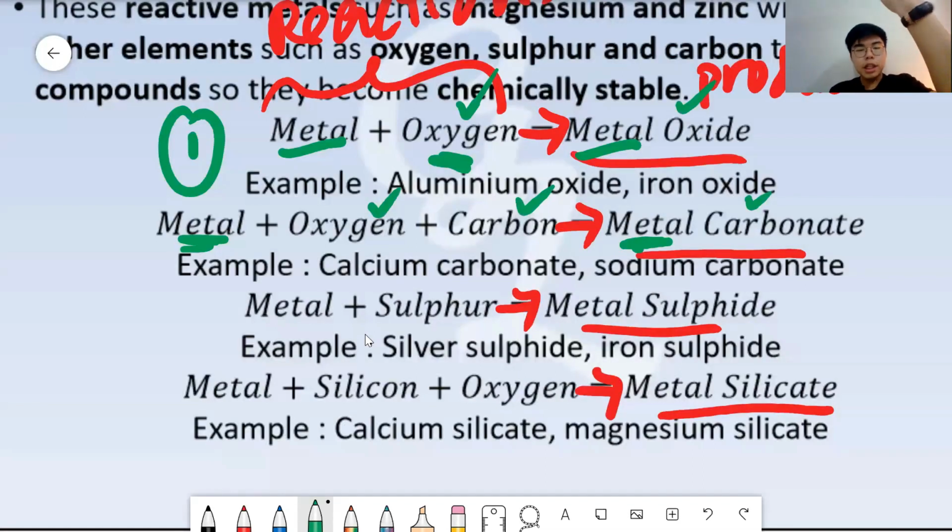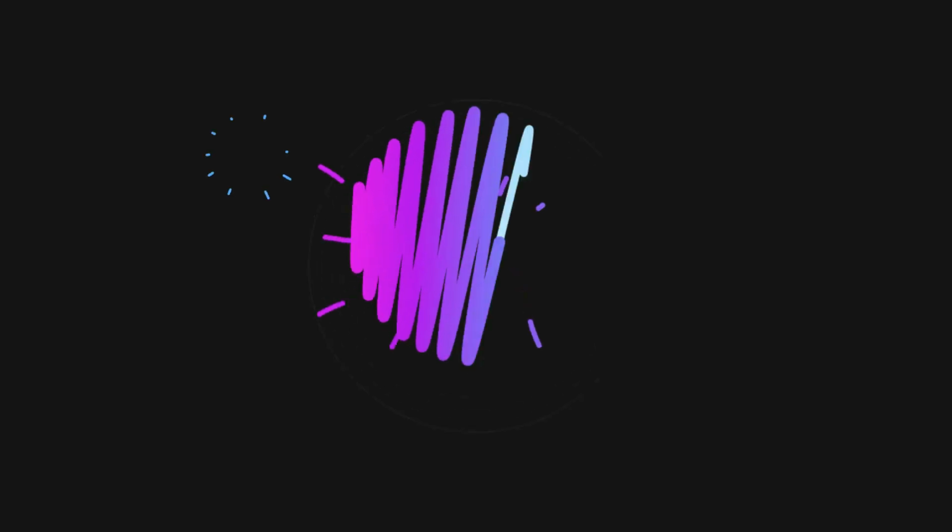Copper plus oxygen plus carbon make copper carbonate. Aluminium plus oxygen plus carbon make aluminium carbonate. Iron plus oxygen plus carbon make iron carbonate. Magnesium plus oxygen plus carbon make magnesium carbonate.